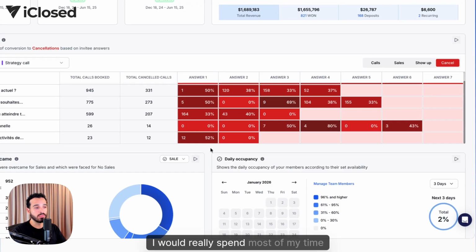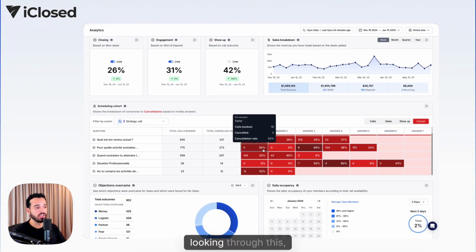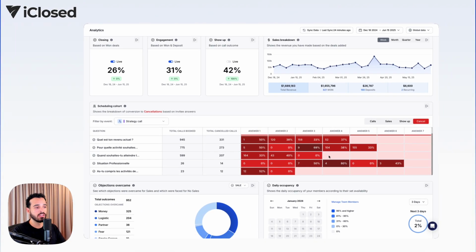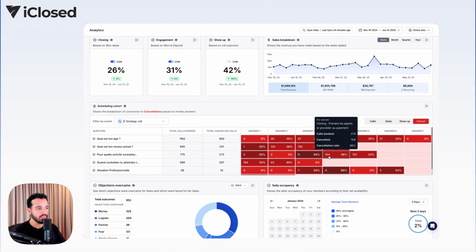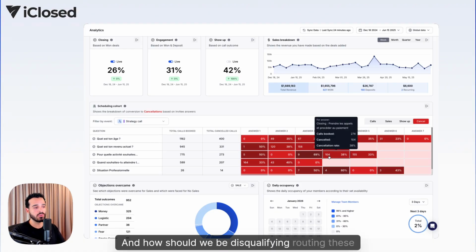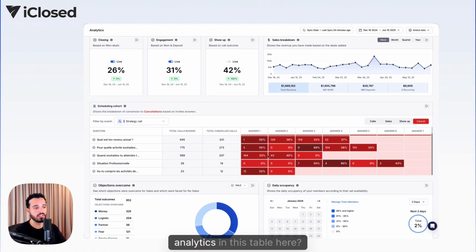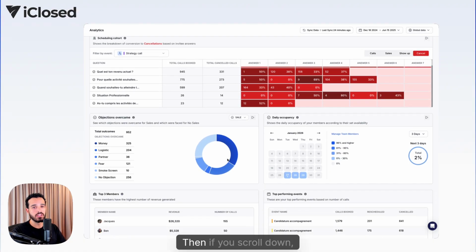I would really spend most of my time looking through this, trying to understand, again, who should we be talking to? Who should we be optimizing for in terms of getting them to show up and close? And how should we be disqualifying, routing these leads accordingly based off of the actual data and analytics in this table here. Then if you scroll down, you have the objections that were overcome.